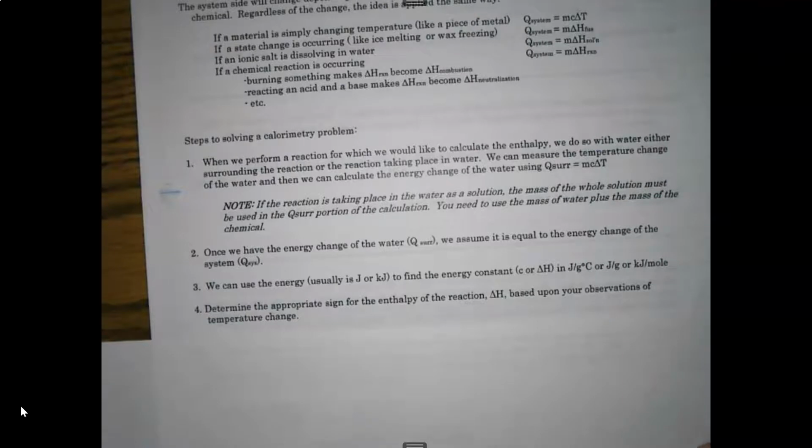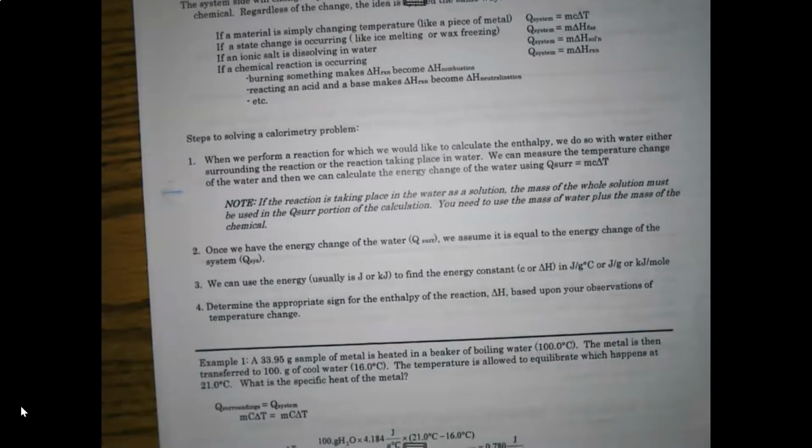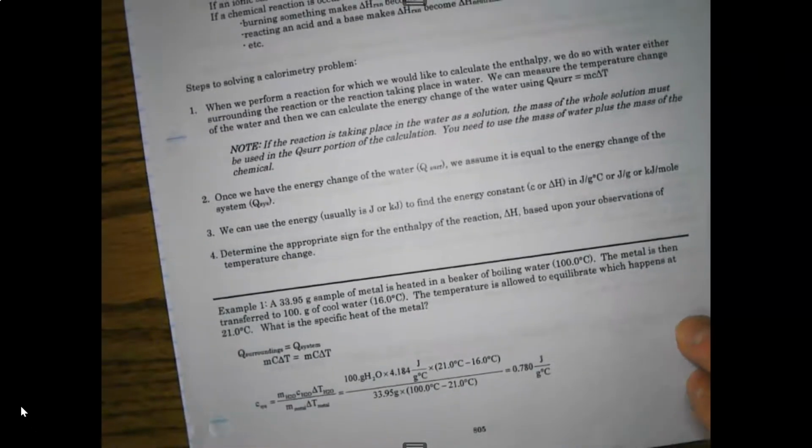Idea number 3, we're going to use that information to calculate the delta H and then give it an appropriate sign based upon our observations of temperature change. So these are the steps that are involved in all of the examples that we're going to go through today. All right, so the first example is the one I alluded to a little bit earlier.